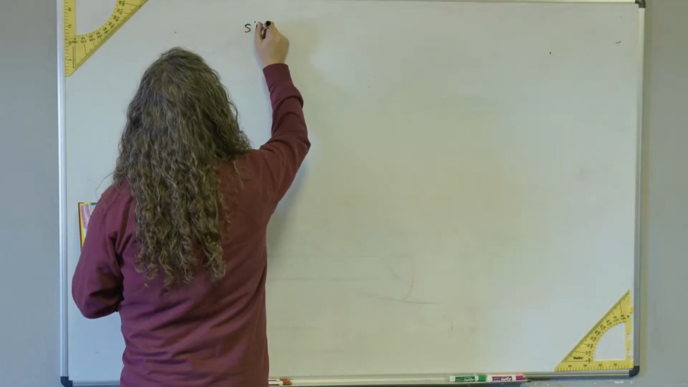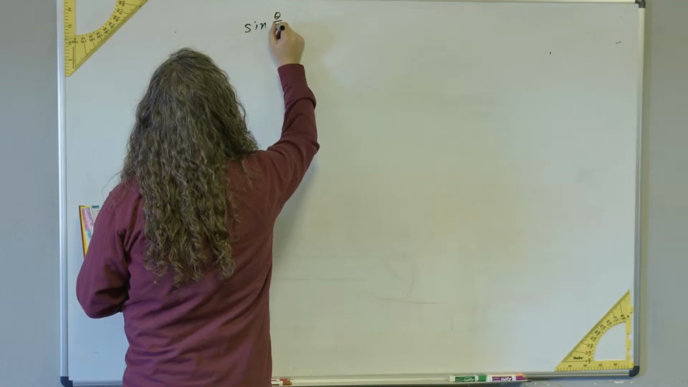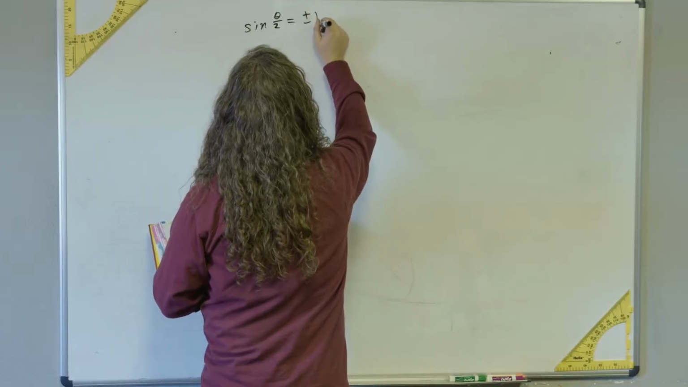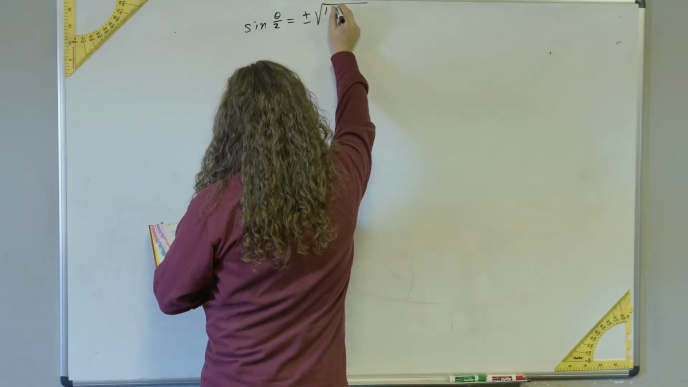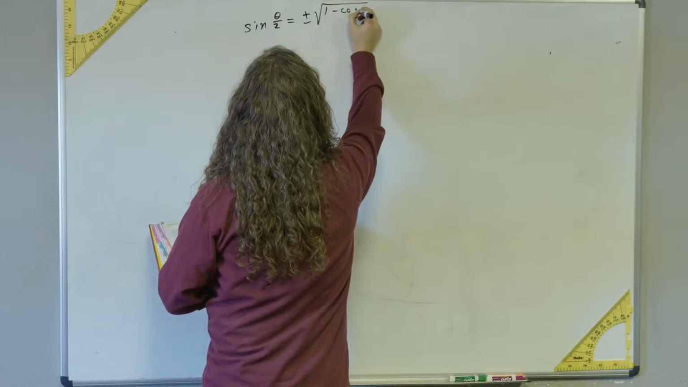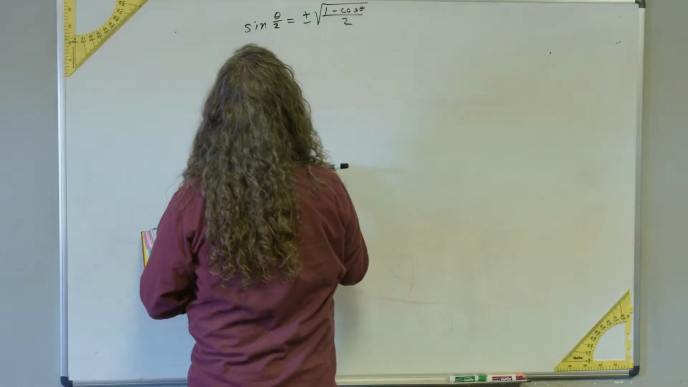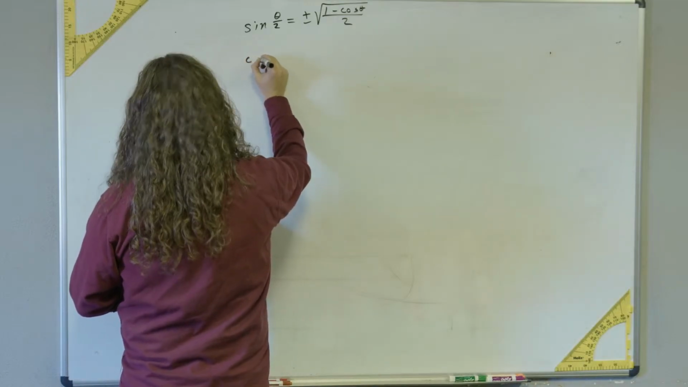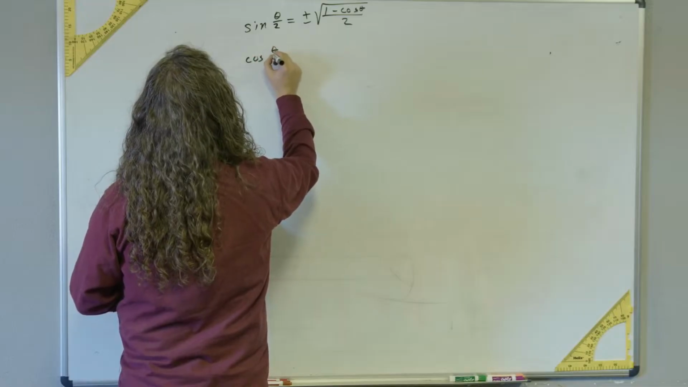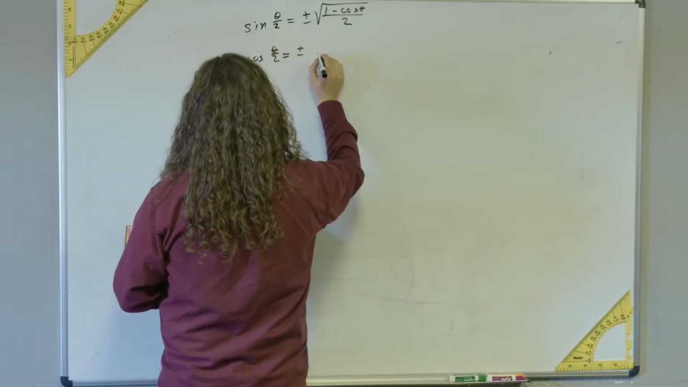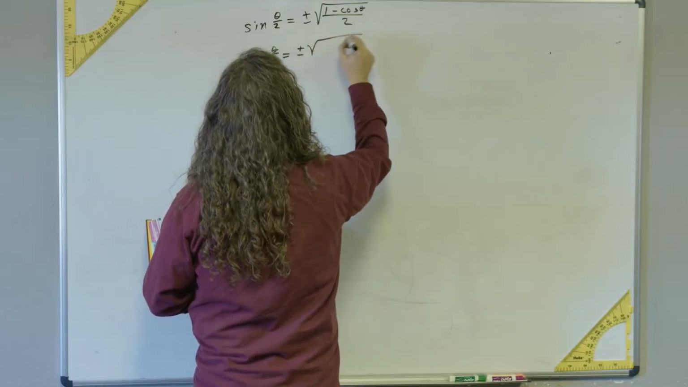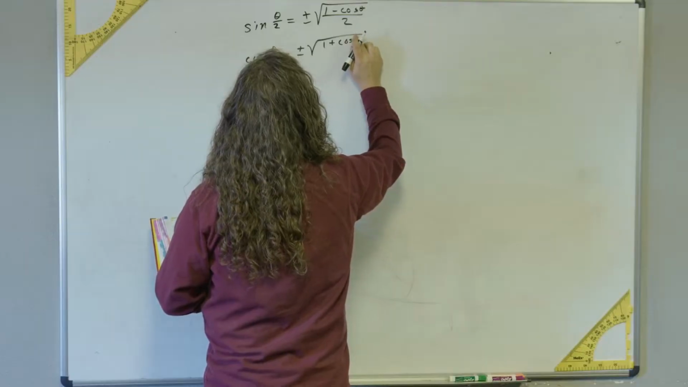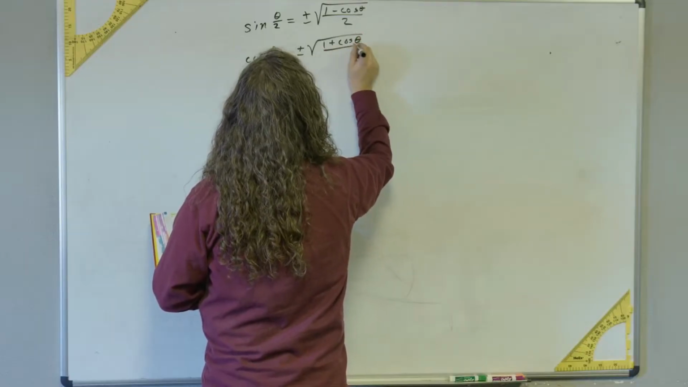The sine of theta over 2 equals plus or minus the square root of 1 minus cosine theta over 2. Excuse me. The cosine of theta over 2 equals plus or minus the square root of 1 plus cosine theta over 2.